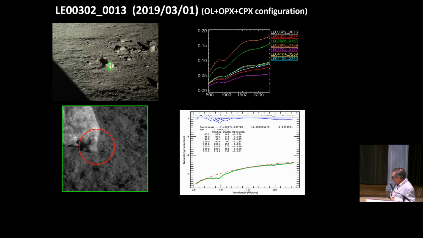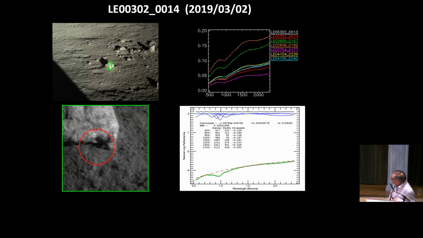So here is another target. So again, that's Lunar day 3. You see another example. I will not comment on all of this because I will wrap up the results. But you can see the characteristics in terms of band center and depth of absorption and width.